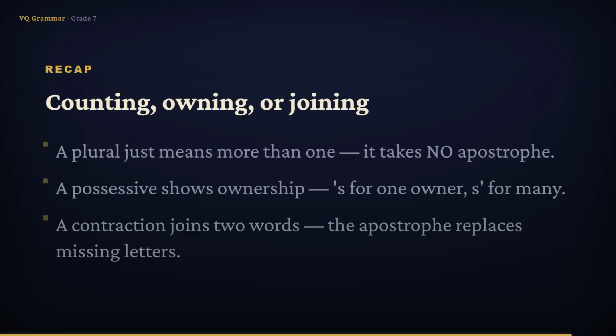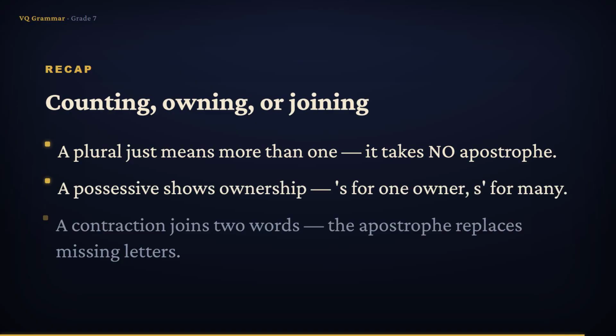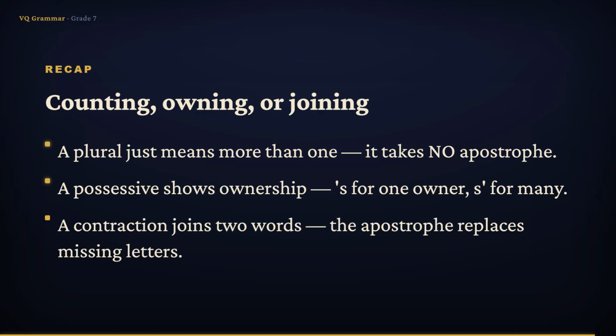Let's gather up what we learned. 3 forms often sound alike, but the apostrophe tells them apart. A plural just means more than one, and it takes no apostrophe at all. A possessive shows ownership. Use apostrophe S for a single owner, and S apostrophe for more than one owner. And a contraction joins 2 words into one, with the apostrophe standing in for the letters we dropped. Counting, owning, or joining, let that little mark be your guide.